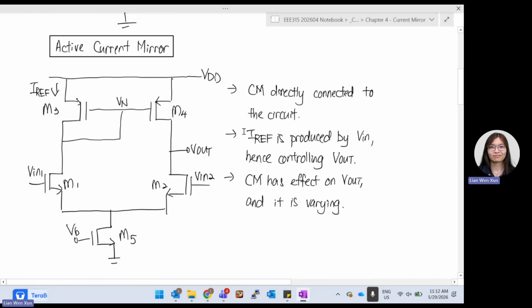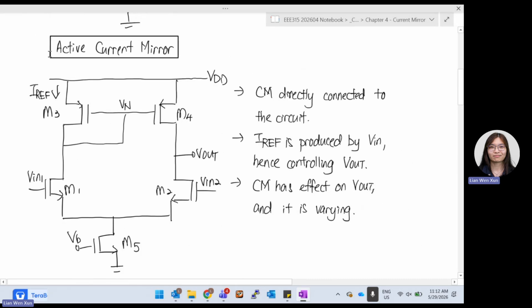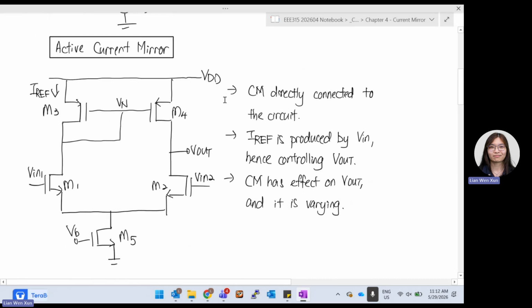But the other type is active current mirror. Active current mirror is more important, it is the one that you might need to use in your assignment, that usually you will need to use to bias your circuit. So for active current mirror, we say that the current mirror is directly connected to the circuit. Directly connected to the circuit. Okay, so you can see the current mirror is placed directly on top of my differential pair.